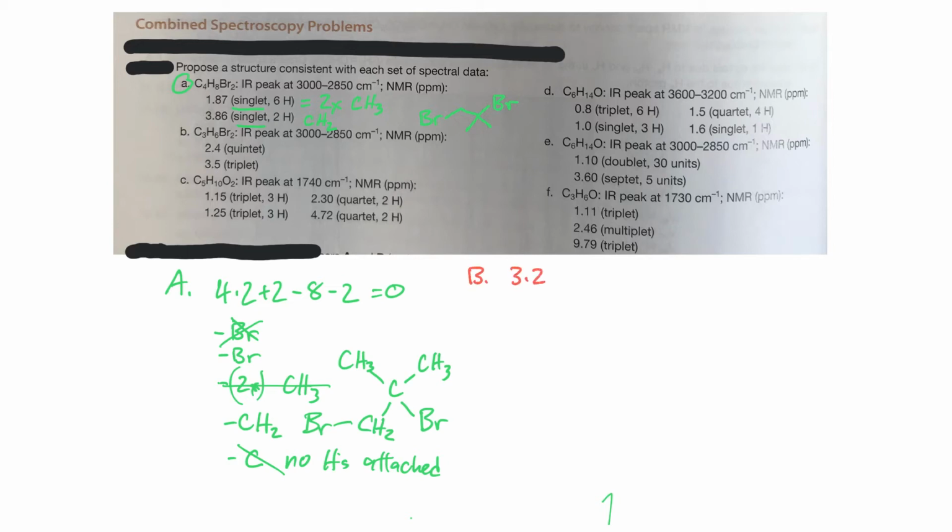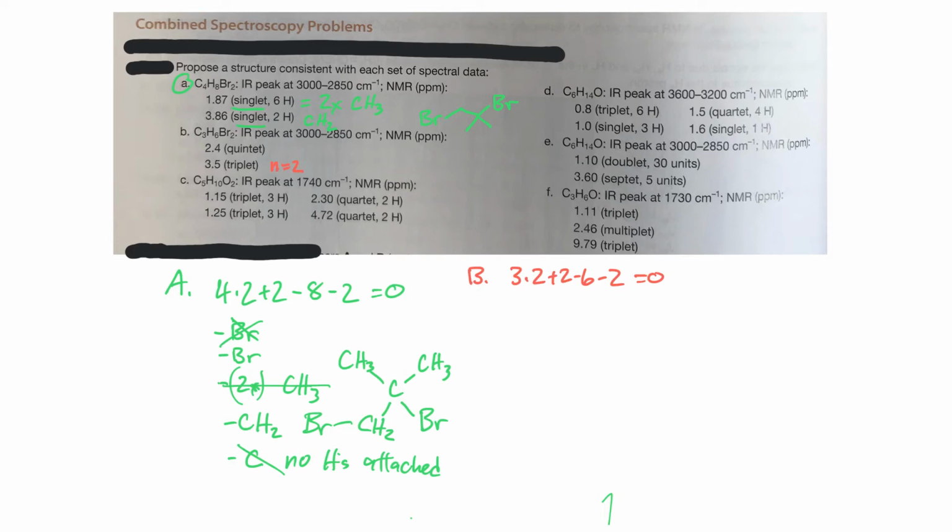3 carbons times 2 plus 2 minus the hydrogens minus the bromines is, again, 0. So we have no double bonds or triple bonds here either. We also don't have any information about the number of hydrogens that each of these signals is coming from, as we did up here, okay? However, there are only 6 hydrogens, so we need to apportion them so that the quintet and the triplet make sense. So if we think about the triplet, that means N equals 2.